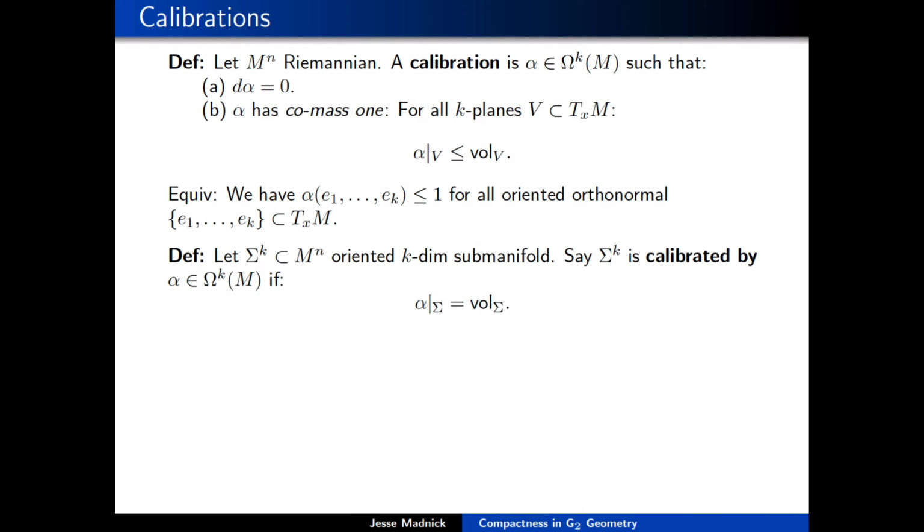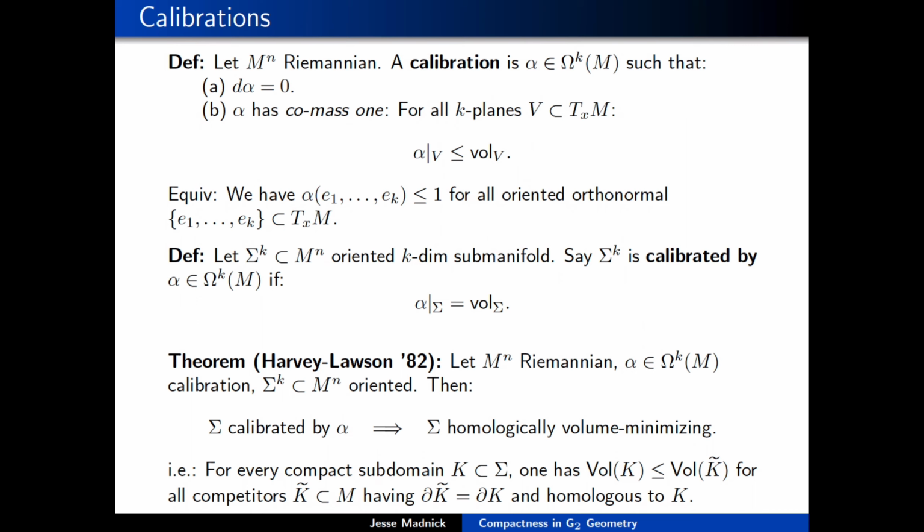Now, let sigma be an oriented k-dimensional submanifold in M. We'll say that sigma is calibrated by alpha if alpha restricted to sigma is the volume form of sigma. The point of these definitions is the following fundamental theorem of calibrations due to Harvey and Lawson. Let M be a Riemannian manifold of dimension n, let alpha, a k-form, be a calibration, and let sigma be an oriented k-dimensional submanifold of M. Notice that k is the dimension of sigma, it's also the degree of the calibration form.